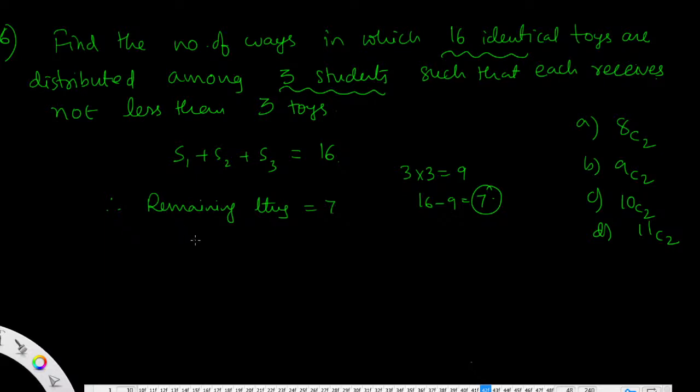So persons are how many? 3. Therefore, by Beggar's formula, n plus p minus 1 C p minus 1, that is 7 plus 3 minus 1 C 3 minus 1, which is equal to 9C2. So the second option. Akhilesh, okay. Ashwit, okay. Sritan, Vaishnavi.